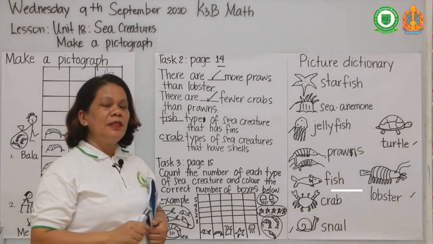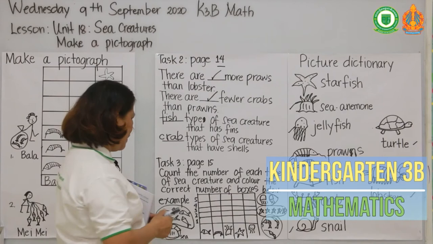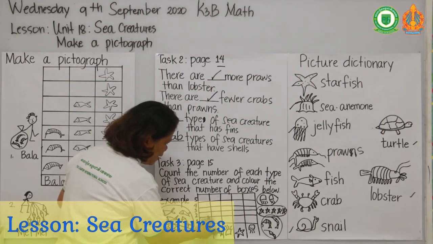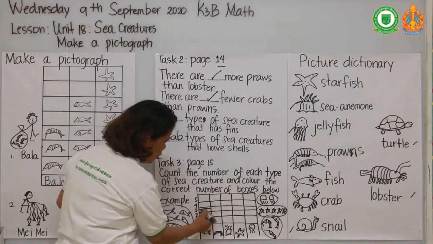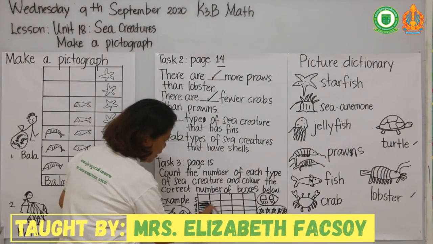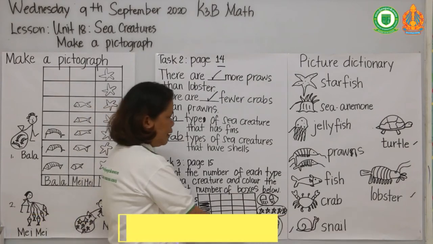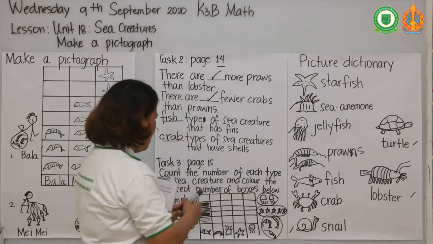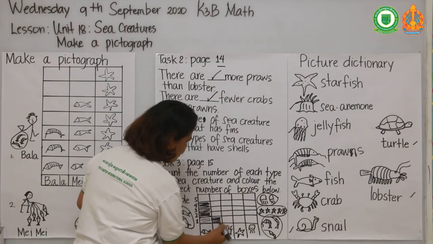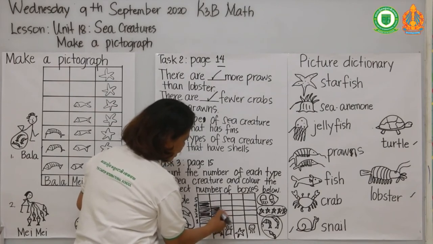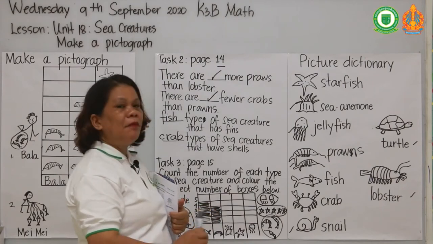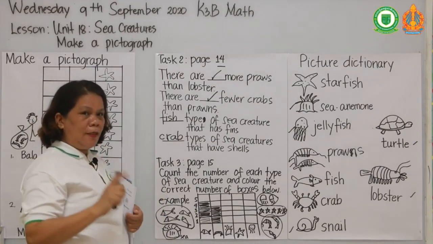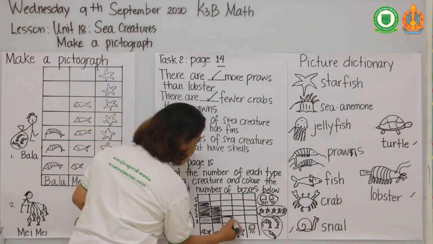What you're going to do is color the boxes here, okay? Because this one is 4. 1, 2, 3, 4. You're going to color the 4 boxes. Okay, color, color, color until 4, okay? Then this is a prawn, okay? You count how many prawns? 1, 2, 3. So you color 3 boxes. 1, 2, 3. Okay. Then the sea anemone. This is a sea anemone. How many sea anemone here? There is only 1. So you're going to color 1 box.